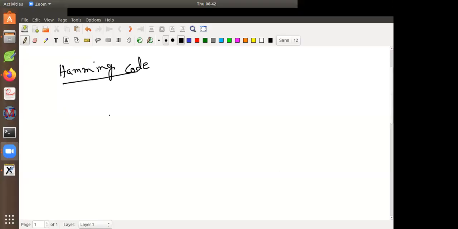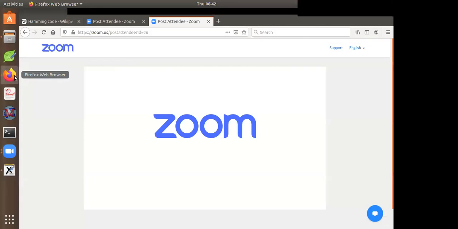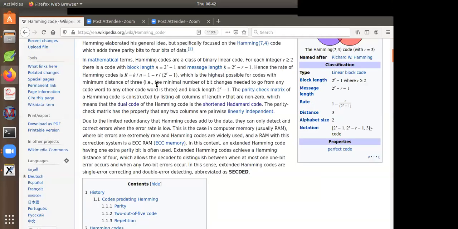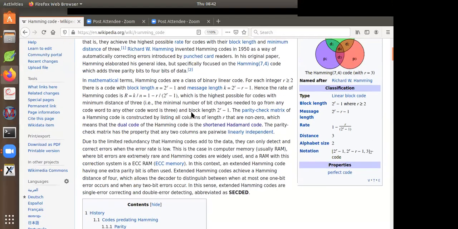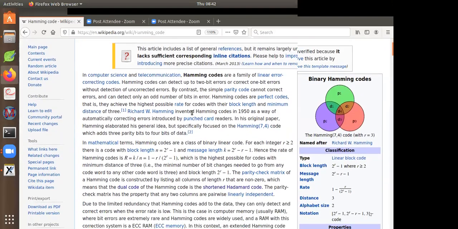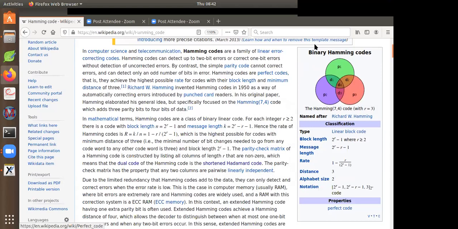So let us go to the Wikipedia site, right? Are you able to see the Wikipedia website here? Hamming code, one of you? Yeah, thanks. So here, if you go to Hamming code, something is written. On this side, are you able to see that there is a type, block code, length and all? Are you able to see that?